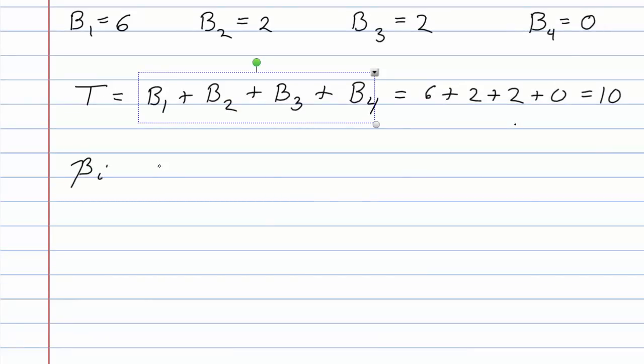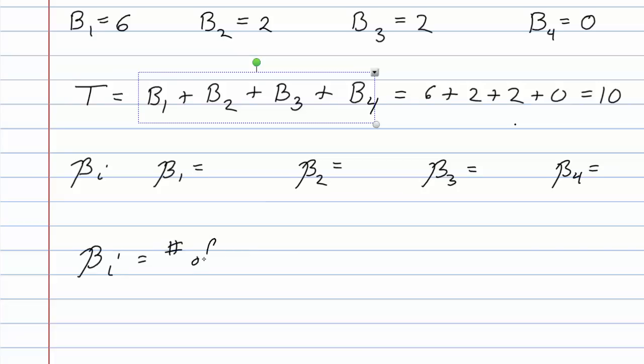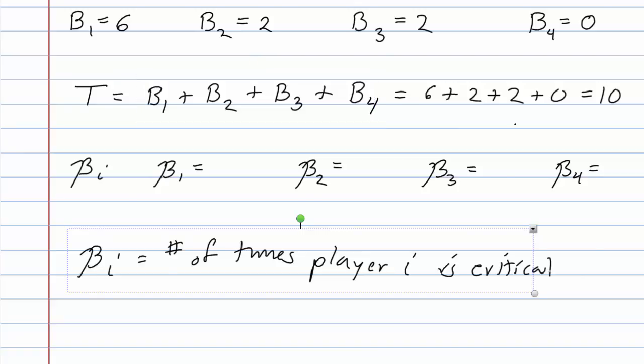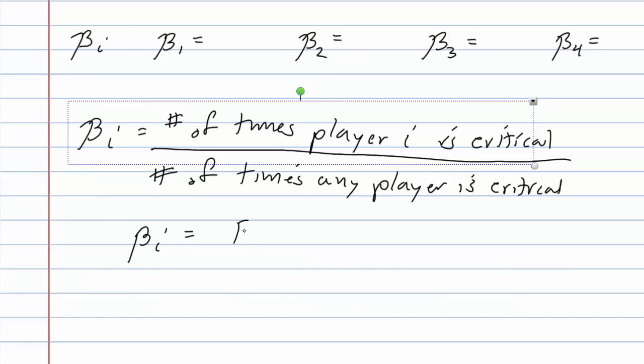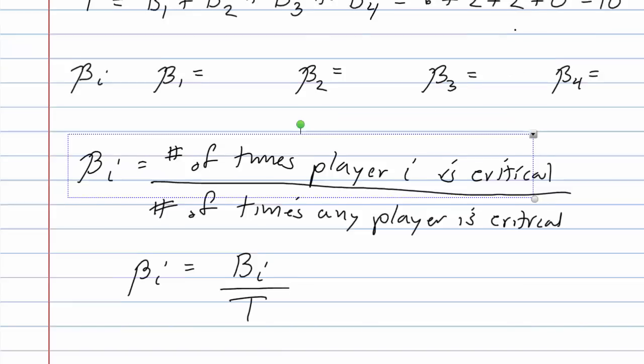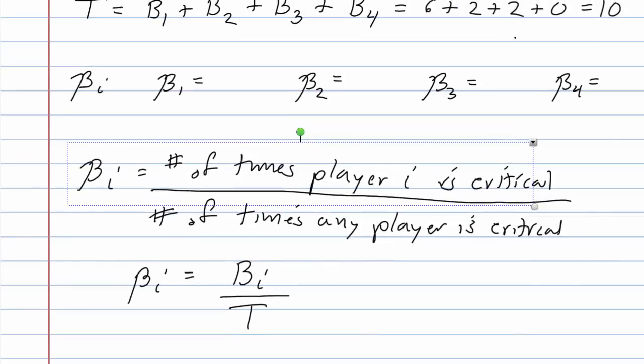So we need to figure out beta sub 1, beta sub 2, beta sub 3, and beta sub 4. The way we calculate the Banzhaf power index is the number of times player I is critical divided by the number of times any player is critical. Beta sub I is just B sub I over T. B sub I is the number of times that player I is critical, and T is the number of times any player is critical. So we just have to calculate that for each one of the 4 players.